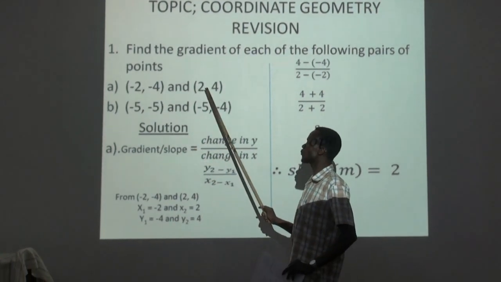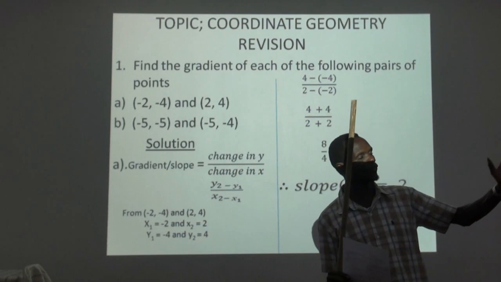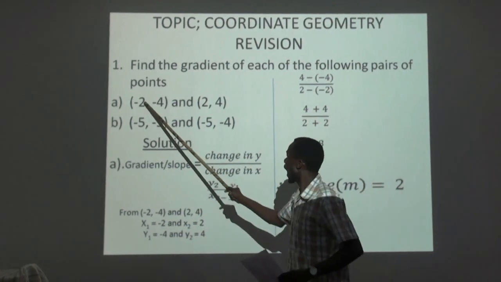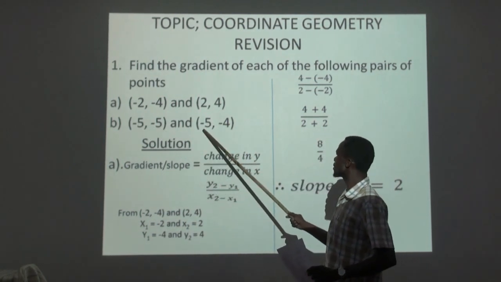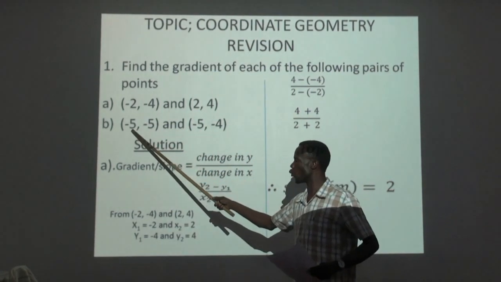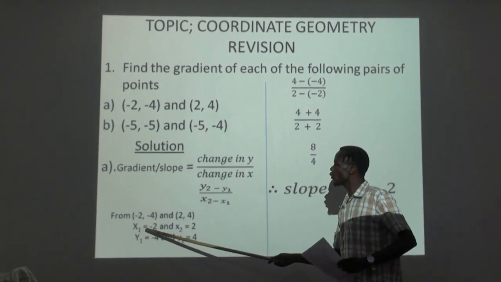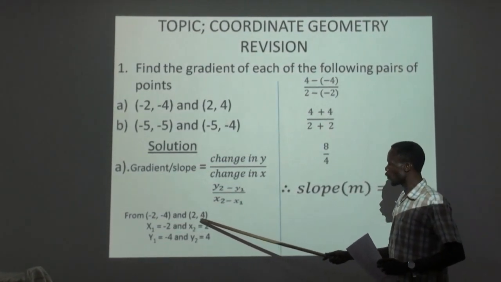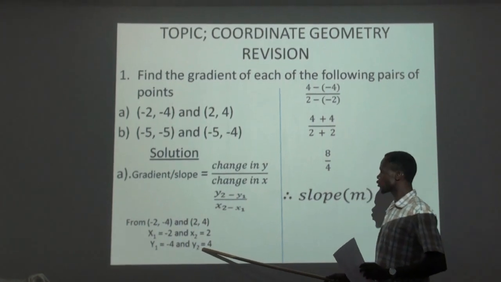Now from the points, we have two points here. This is the first point and this is the second point. Remember, in coordinate geometry, what is written first is the x-axis. We read from the x-axis first, and then the y-axis. You can choose as you wish: if you think this is x1, you call the other x2. That's why here we have x1, which is equal to negative 2, then x2, which is equal to 2, and then y1, which is equal to negative 4, and y2, which is equal to 4.